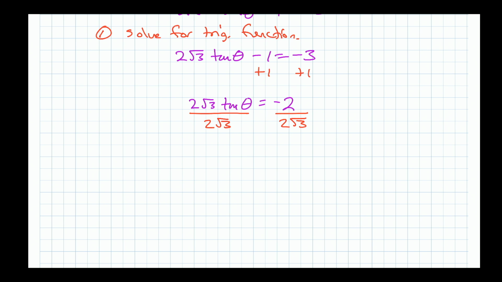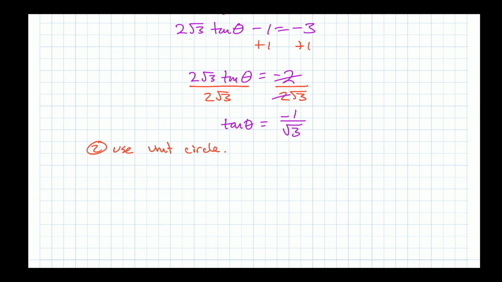So I get tangent theta is, again, the 2's are going to cancel here. The negative does not cancel, and the square root of 3 is in the denominator. So I have this. Okay? Now we've got to use the unit circle. So what we've got is this: tangent theta, which is negative 1 over square root 3.